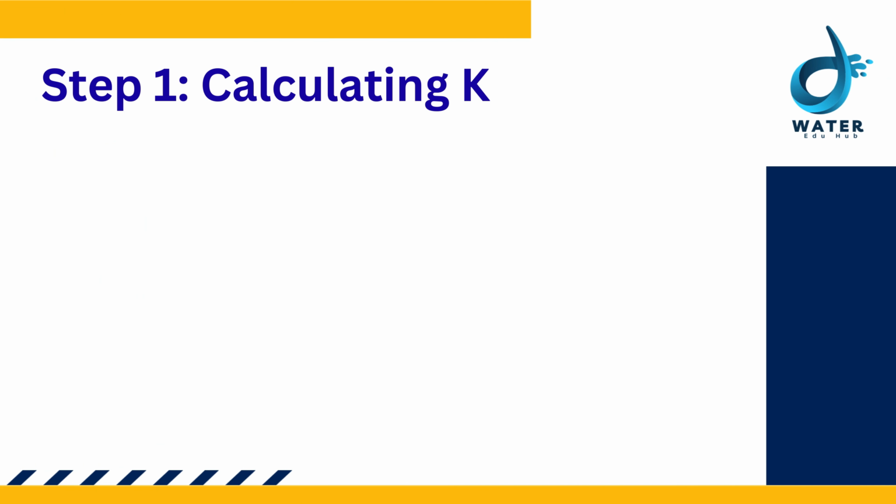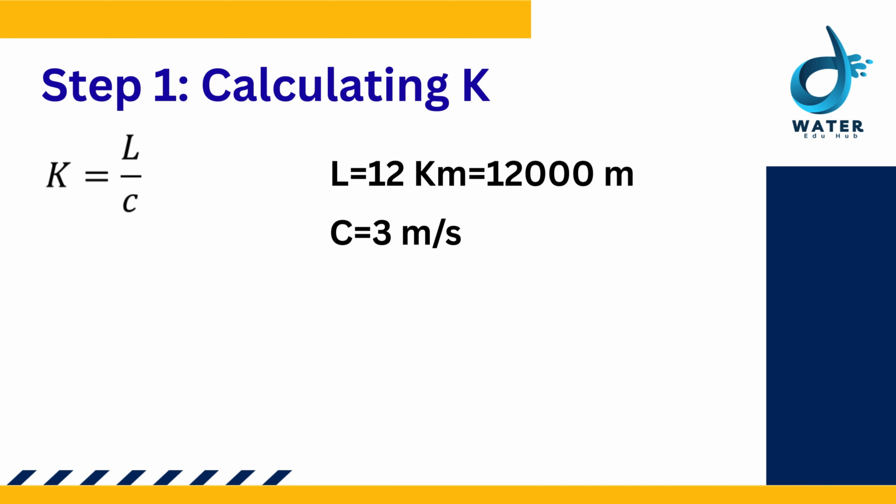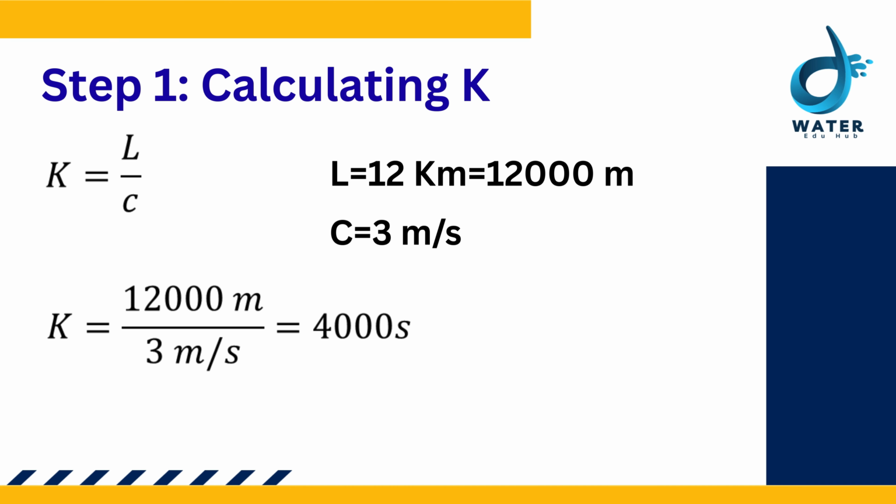In step 1, we calculate K using the formula that we had, K equal to L over C. Our L was 12 km or 12,000 meters, divided by C, which is 3 meters per second. That will give us 4,000 seconds.